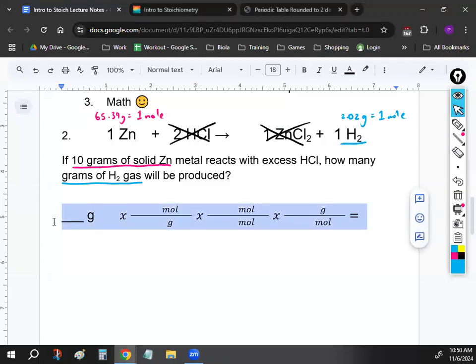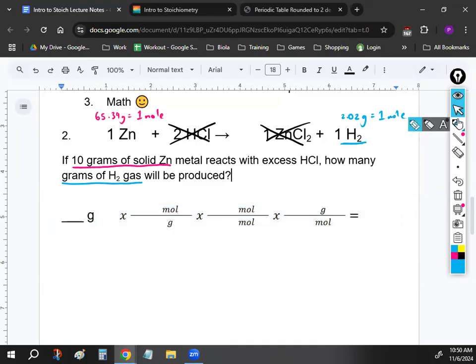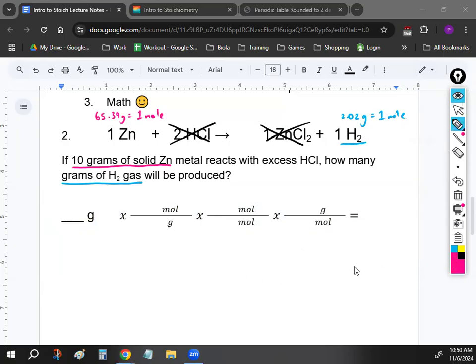Okay, so this fraction setup is what we're going to be using in order to solve our stoichiometry problem, basically figuring out how much H2 is being made right now. All right, so in this first blank, I want you guys to label it. You always put your starting number from the problem into this first blank. Whatever your starting number is from the problem, you put it into the first blank.